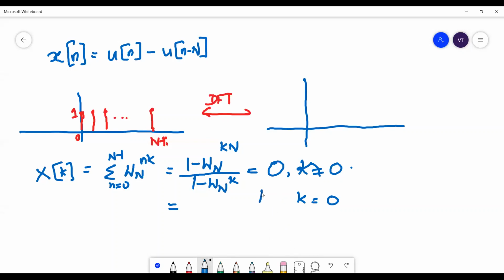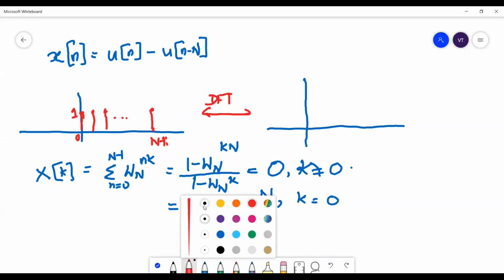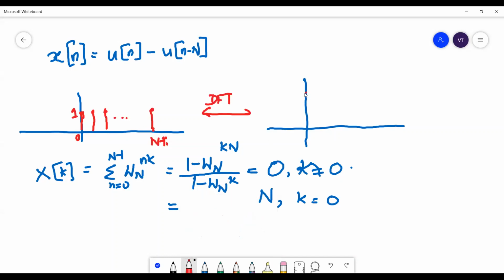So this is equal to N for k equal to 0. And for k not equal to 0, this reduces to 0. So what are the values, therefore? How do you plot this spectrum? What is the DFT, therefore? The DFT has the value N at k equal to 0, and the rest of the values are equal to 0.